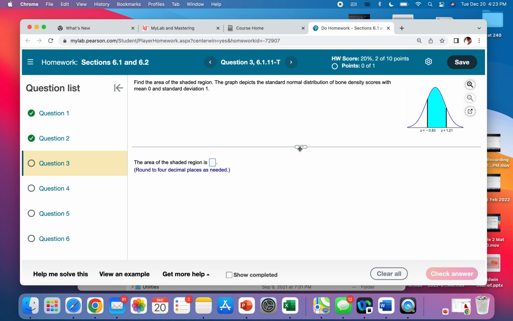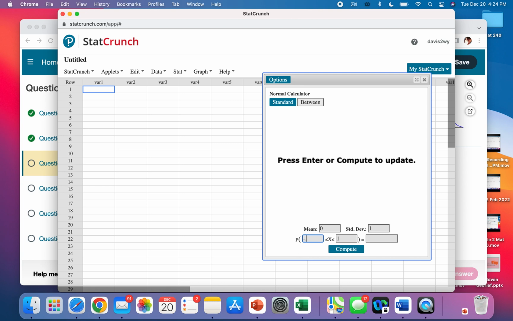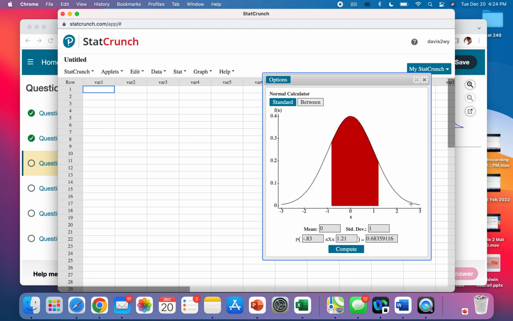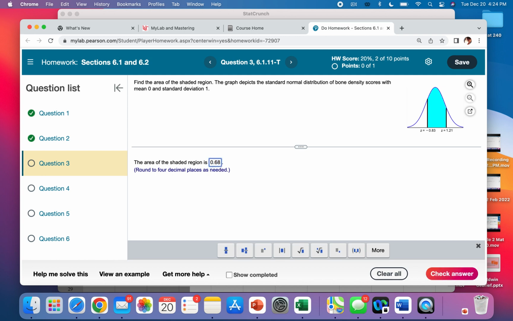Okay, this time we want the area between. Okay, that says -0.83 and 1.21. Okay, so we click on where it says between -0.83 and 1.21. Compute. Okay, the answer to the right of that equal sign is our answer. So 0.68359. That 9 after the 5 tells us that goes to 36. 0.6836.